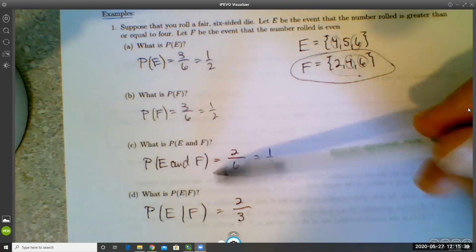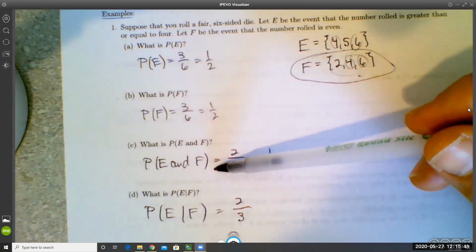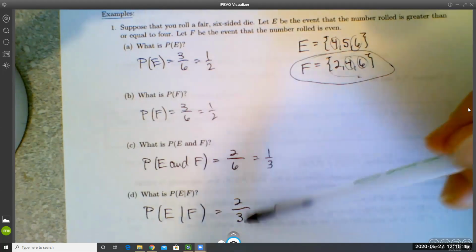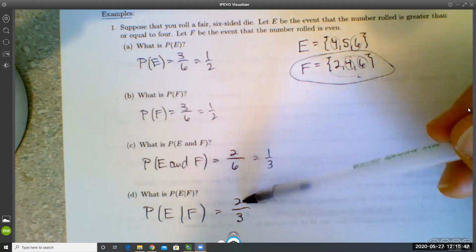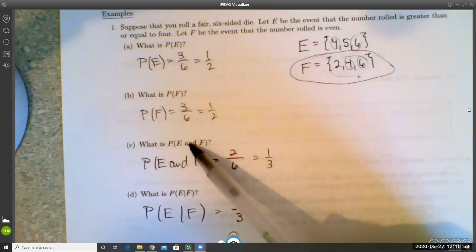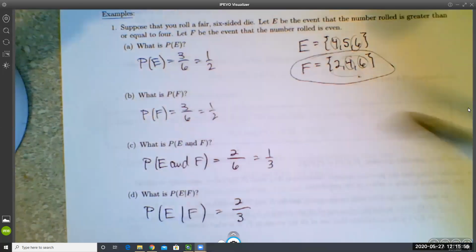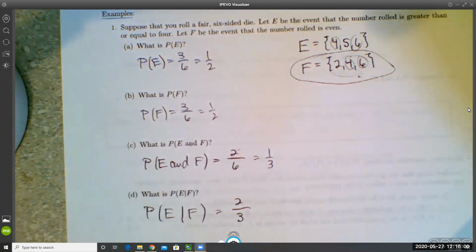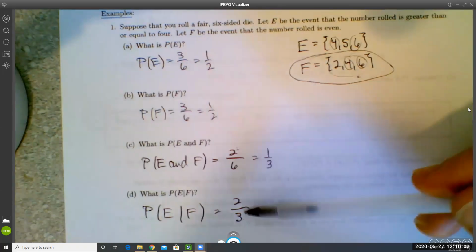So the difference between probability of E and F and probability of E given F is the denominator, right? The numerator is going to be the same, and that's where you get confused when you're like, wait, aren't these two concepts the same thing? What you're thinking of is the numerator, and you're right. The numerators are going to be the same, but the denominators are going to be different.